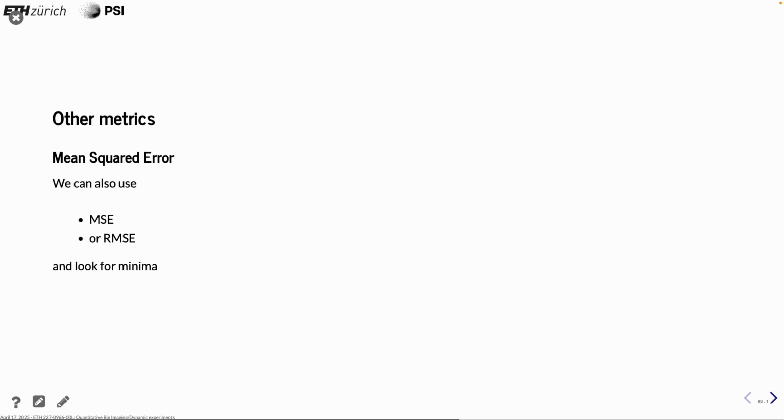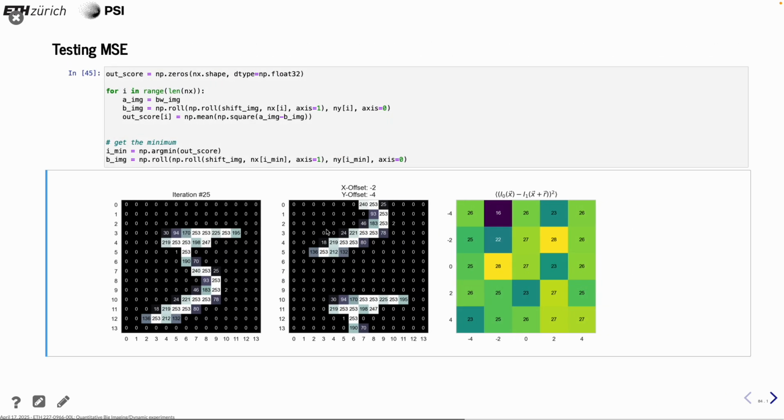Other metrics when you compare images is to use the mean squared error or the root mean squared error. It's also a way. Again, doing the same kind of sweeping as we did with the correlation, we can see what happens. And here we have least squares. We find a minimum at this point. So it's -4, -2. So it actually makes sense. We have the displacement that we wanted.